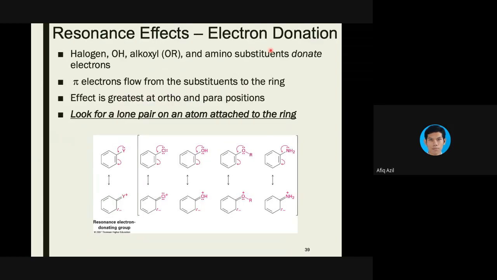This is electron donation. This happens with substituents that do not contain any double or triple bond, for example halogen, OH group or hydroxy group, alkoxy group, and also amino substituents. The pi electrons flow from the substituent to the ring. For example, this one goes from chlorine into the ring. You see the movement of the arrow. So all of this is considered to be donation.